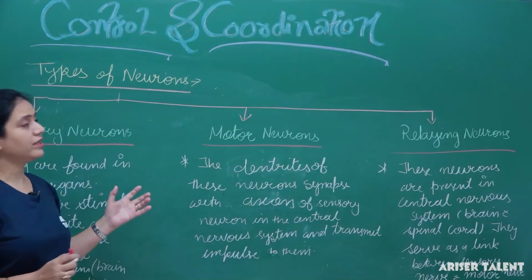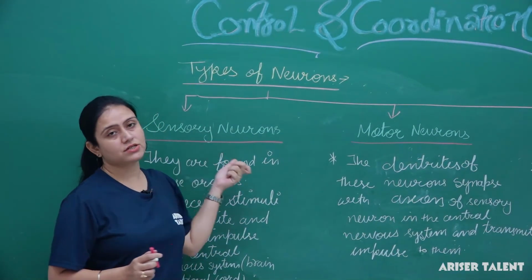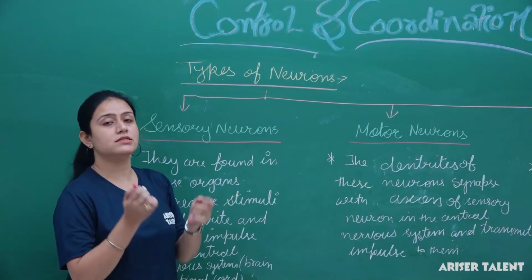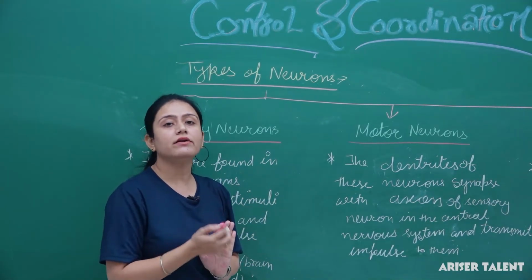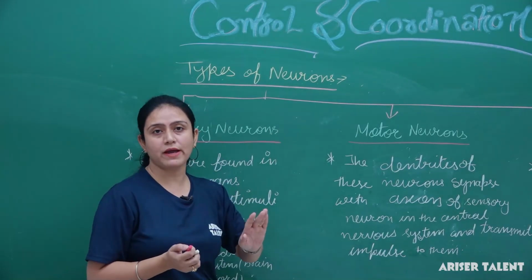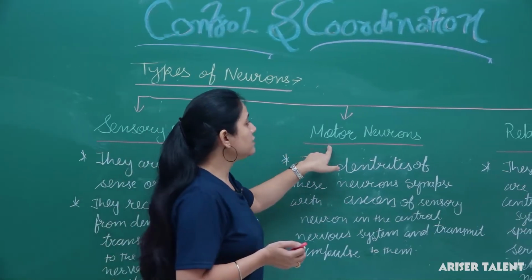So now let me explain, there are three types of neurons. Sensory neurons are generally present in the sense organs. They receive the stimuli and then pass it to the central nervous system, meaning to the brain or spinal cord, so that they can take some action.